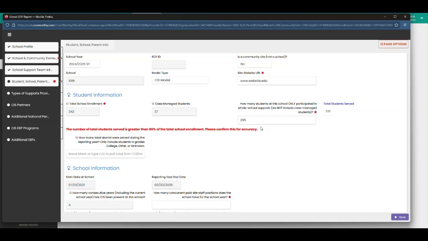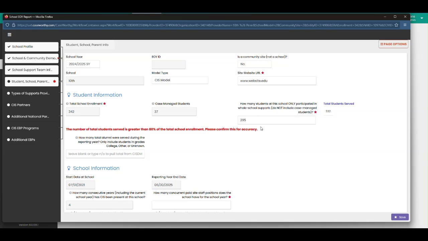So, supports that are offered and available to everyone. We talked about this at the last CIS day. Availability of a support to the whole school is different than the participation or engagement of the whole school in a support. So even things like carnivals or back to school nights, if we are tracking meaningful engagement in those events, then we can report that out to the total number of students that we tracked as engaged.